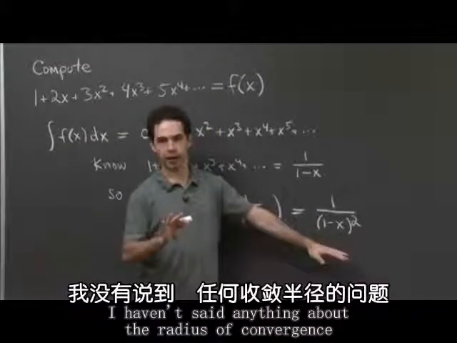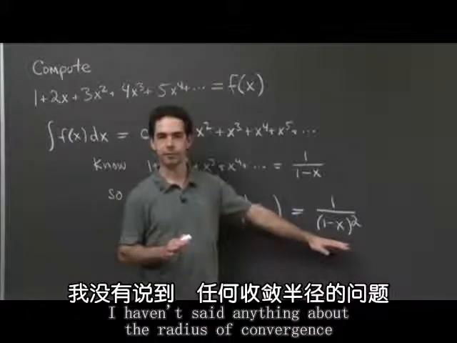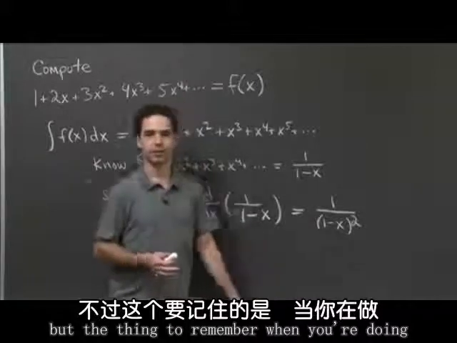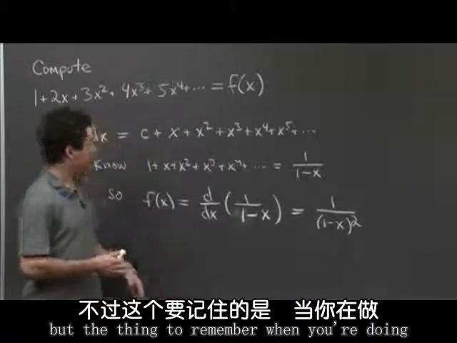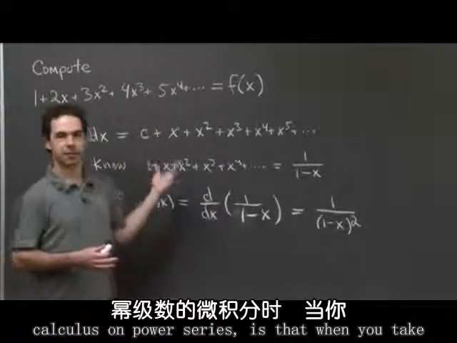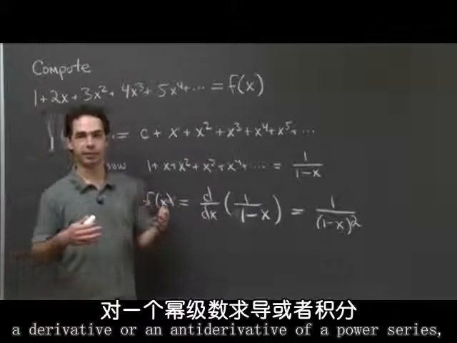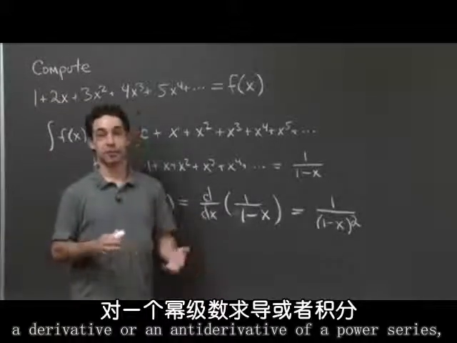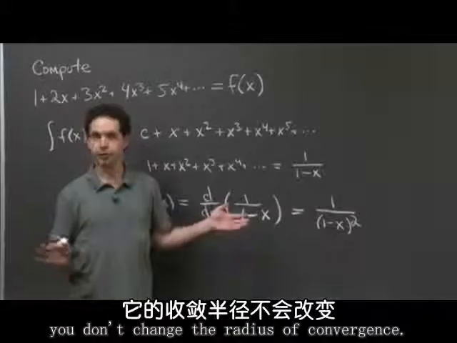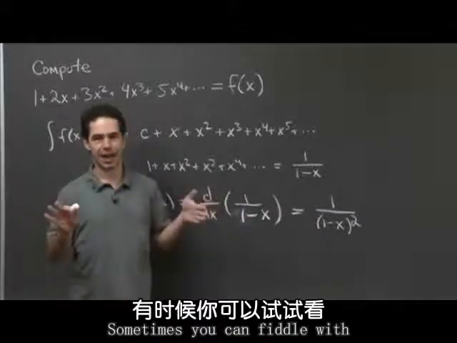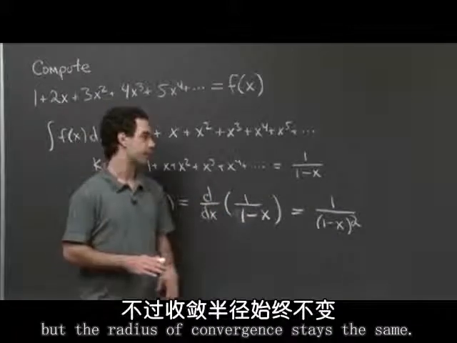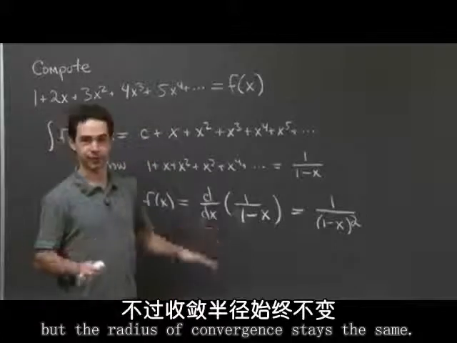Now, of course, I haven't said anything about the radius of convergence, but the thing to remember when you're doing calculus on power series is that when you take a derivative or an antiderivative of a power series, you don't change the radius of convergence. Sometimes you can fiddle with what happens at the endpoints, but the radius of convergence stays the same.